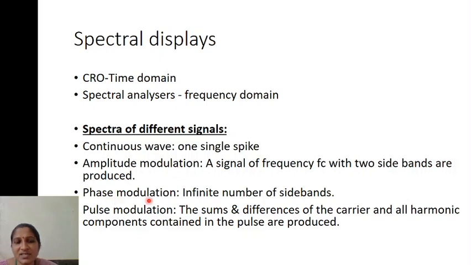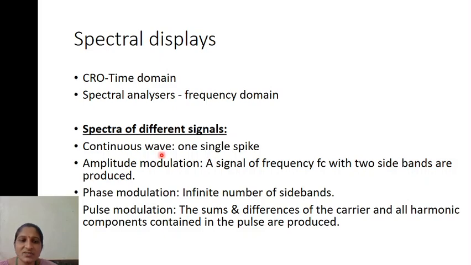Under phase modulation, you can see an infinite number of sidebands. During pulse modulation, you can observe the sums and differences of the carrier and all the harmonic components contained in the pulse. So this is how the spectrum will look for different signals.